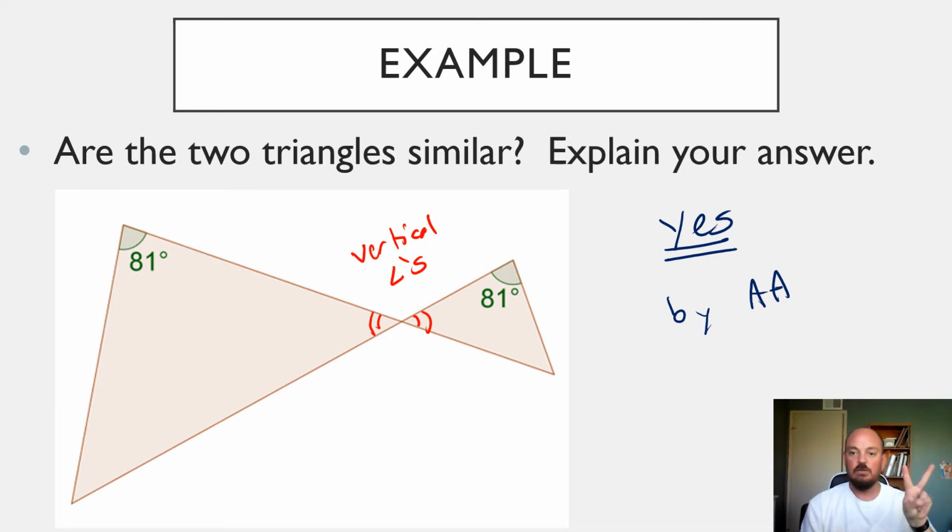And that's all you need to do for similarity. If I can show 2 angles of one triangle are the same as 2 angles of another, you don't need to know anything else. That's enough to say that the triangles are similar. So that's what we call the angle-angle similarity postulate, or we're just going to call it AA from now on.